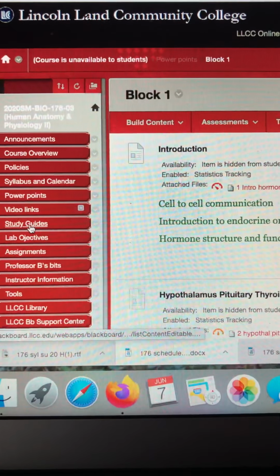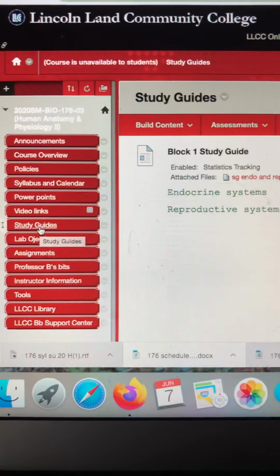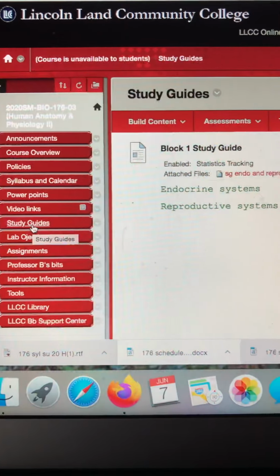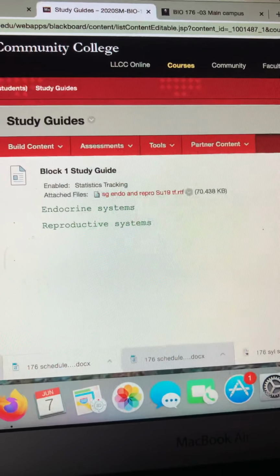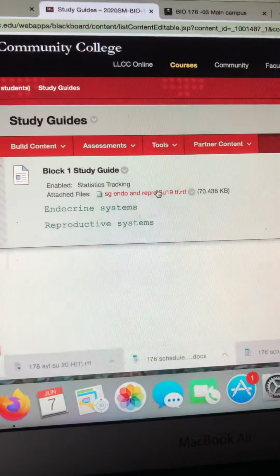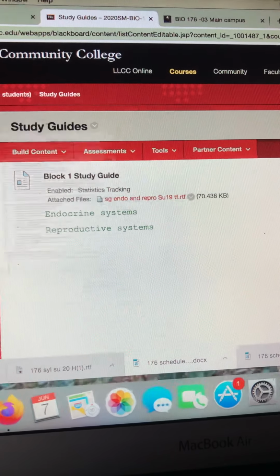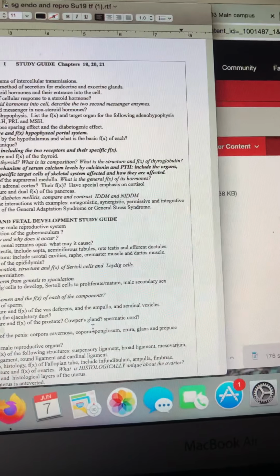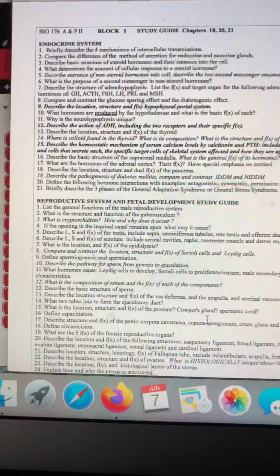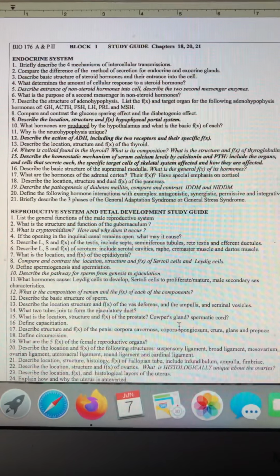Another important thing that you need to know are study guides. The study guides are my own. When you click on the study guide tab, you see it says study guide, endo, and reproductive system. That is essentially the questions that I write for the exam. You can see it's delineated into the endocrine system and the reproductive system and fetal development.